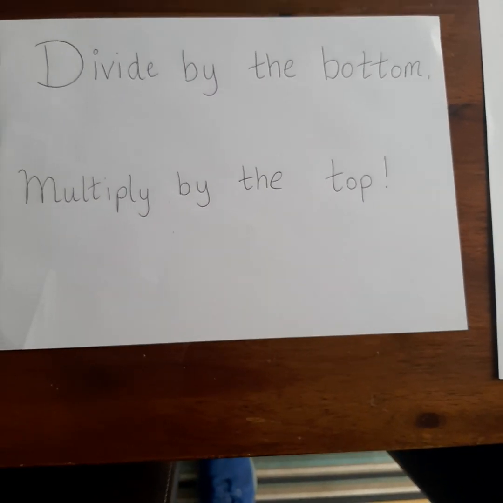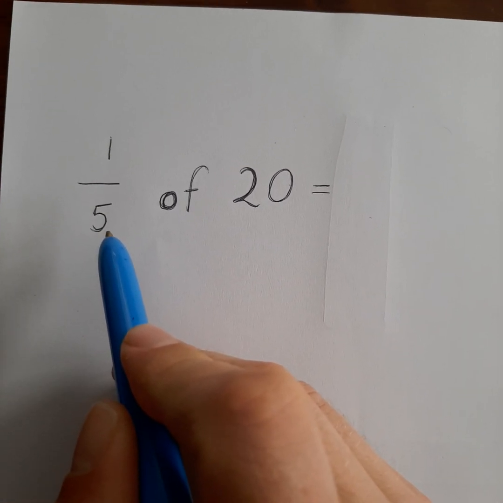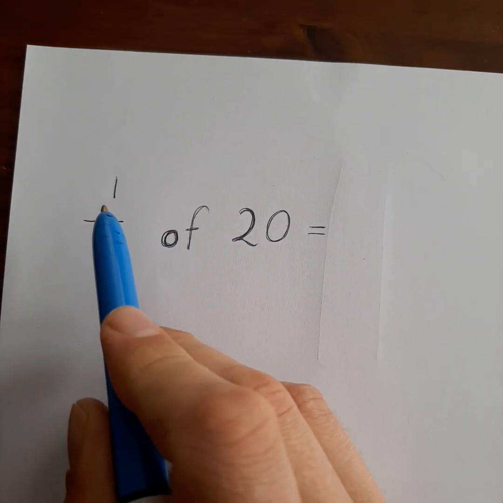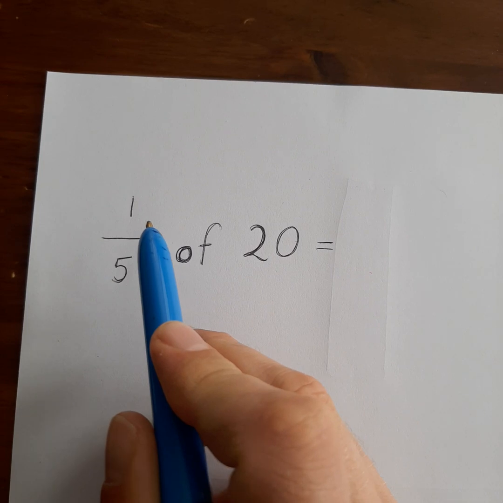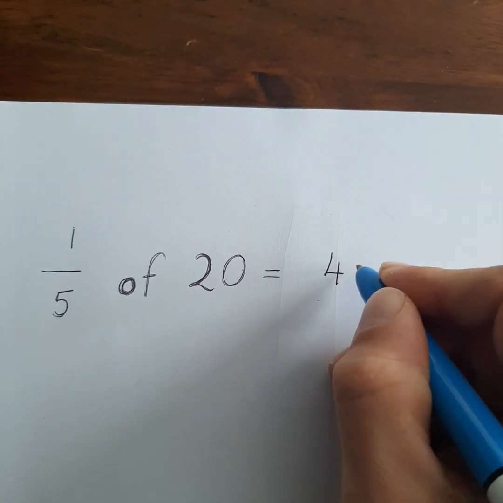So let's go nice and quickly. Dividing by the bottom, there's my denominator. 5 into 20 goes 4 times, and I'll multiply by my 1 on top. 4 ones are 4. So 5 into 20 goes 4, 4 times 1 is 4. So 1/5 of 20 is 4.